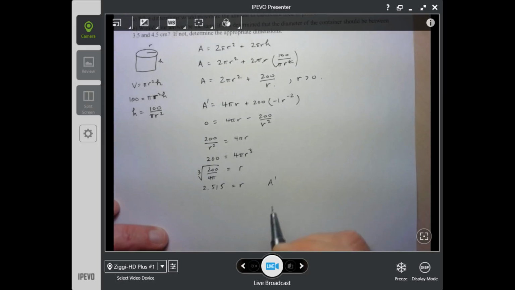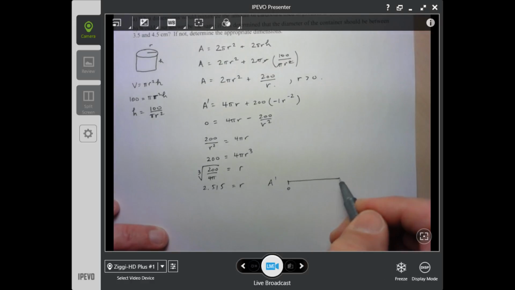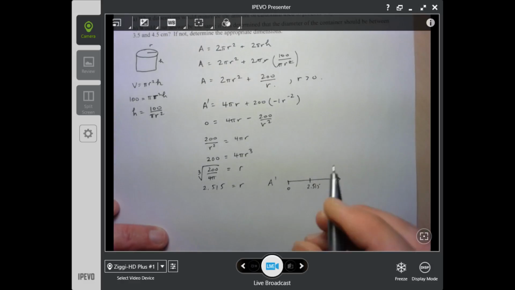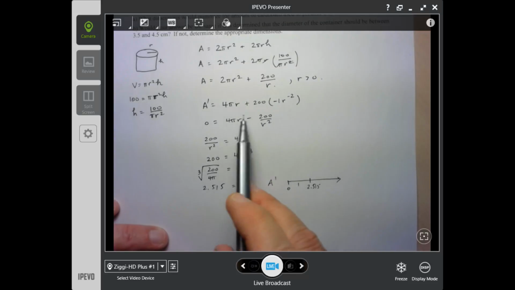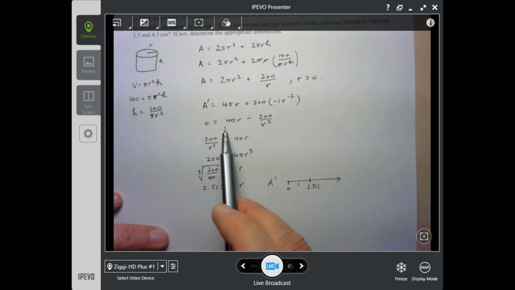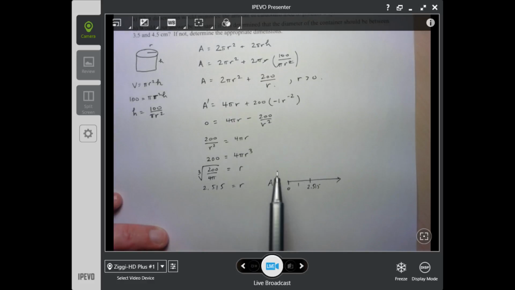So if I take the derivative of a and I create a number line, remember, I'm only interested in numbers bigger than 0. Okay, and here I've got 2.515. So on the left, let's pick something like 1. All right, so I'll use this simplified version of the derivative to help me find this. And I think I might even be able to do this without a calculator.